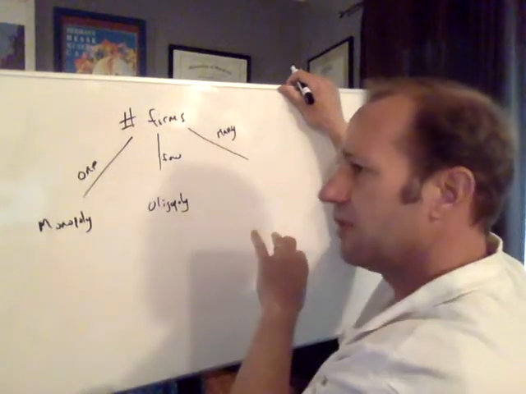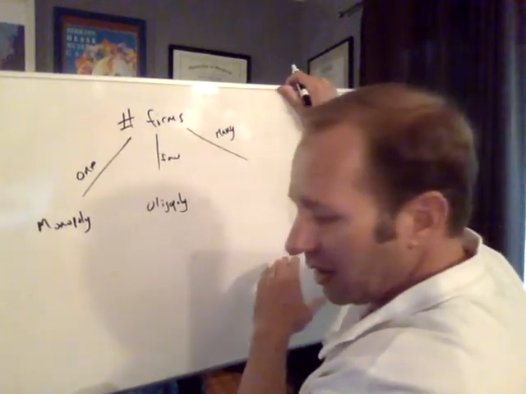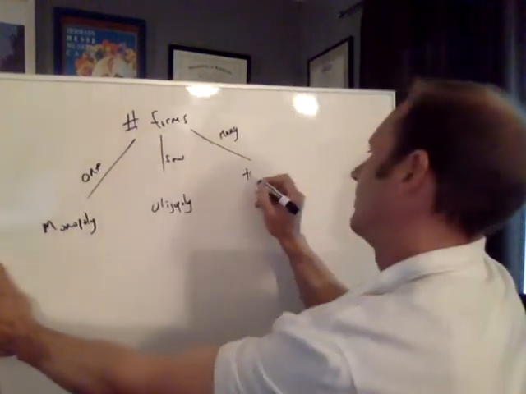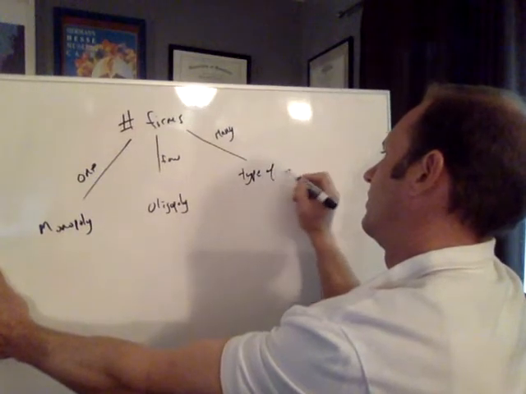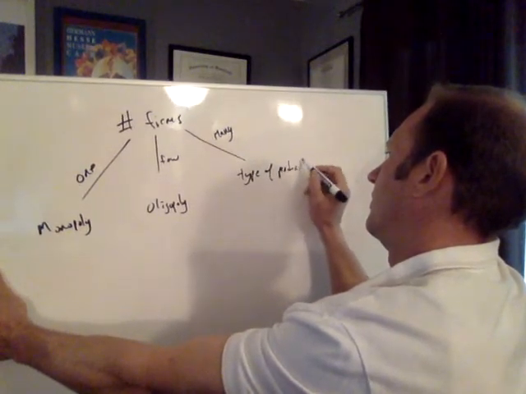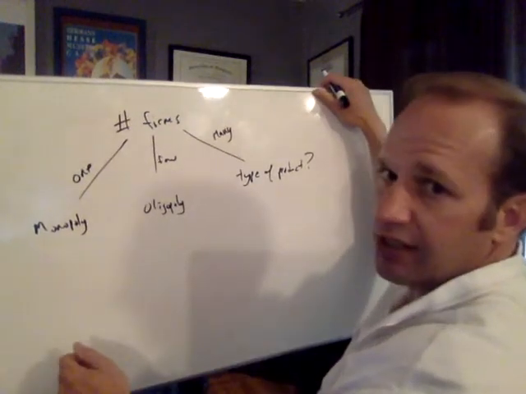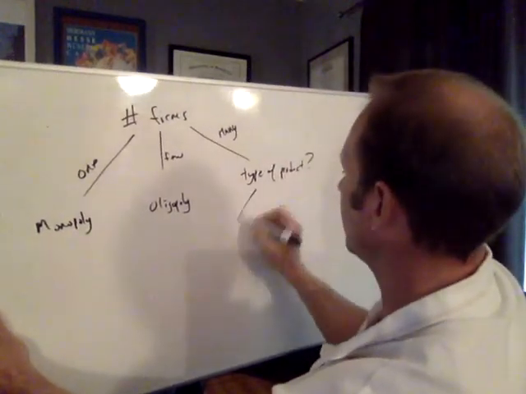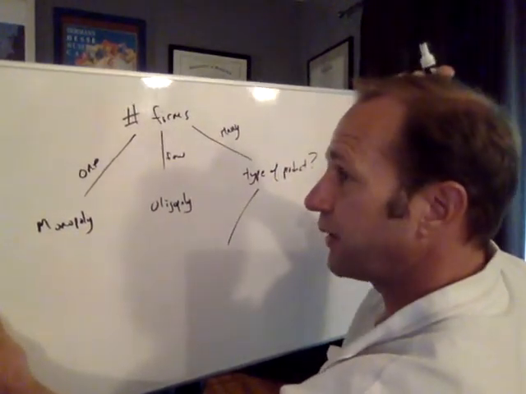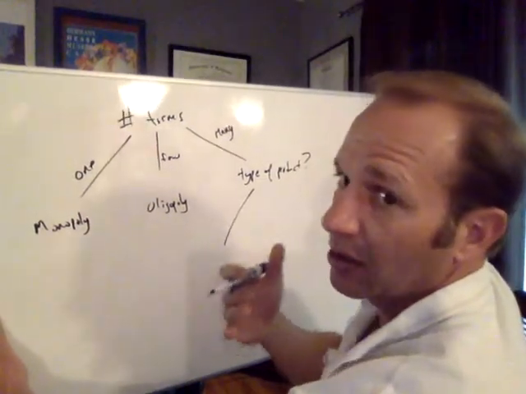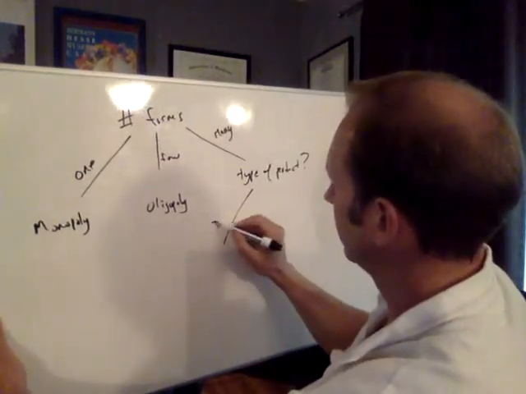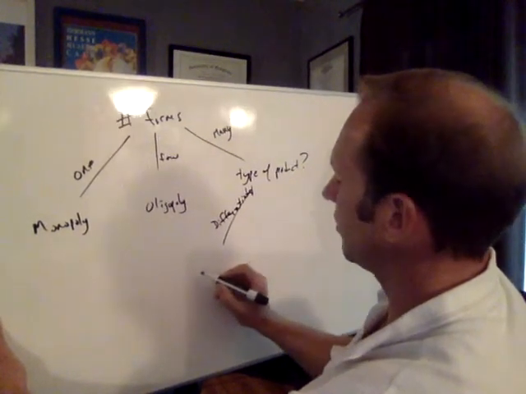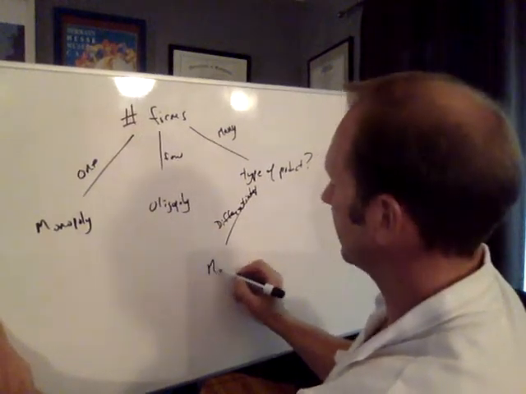Now, if we're talking about many firms, there's another distinction to make. The question is the type of product. I'm putting a question mark there because that's the next leg of our decision-making tree in analyzing these things. If it's a differentiated product, if consumers really feel like they can tell one company's product from another, then we're talking about today's topic, monopolistic competition.